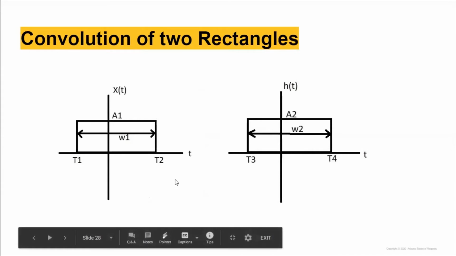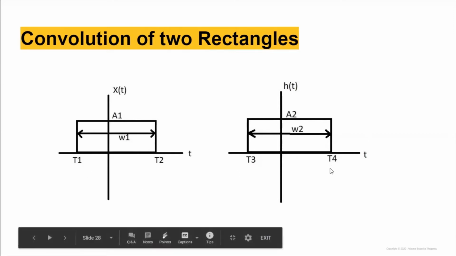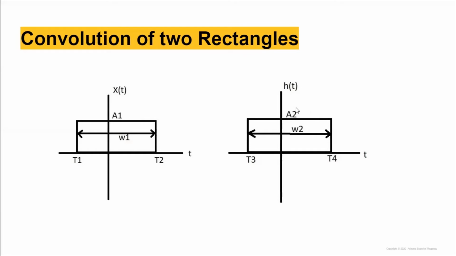And then lastly, one of the most helpful shortcuts you can be given: you have an x of t and an h of t, and you're not given an equation. Instead, you're given these two graphs, and you want to find the convolution of them. They're rectangular graphs, so they're at a certain height and equal to that height for a certain duration, from t1 to t2 or t3 to t4. And you want to do the convolution.